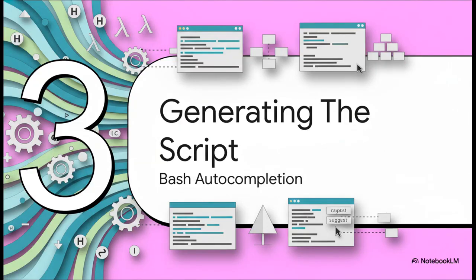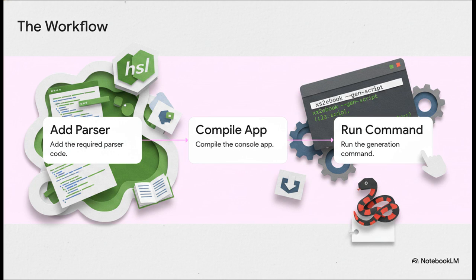Moving right along to Section 3, generating the script. Okay, I want to methodically walk you through Ang's exact workflow here. Let's slow down for a second so we can really appreciate this pipeline, going from Haskell logic all the way to bash execution. First, as we literally just saw, step 1 is adding that precise parser code to the Haskell source. Step 2 requires us to actually compile the XS2 ebook console app. This ensures that the new optparse-applicative logic is baked directly into the executable itself.